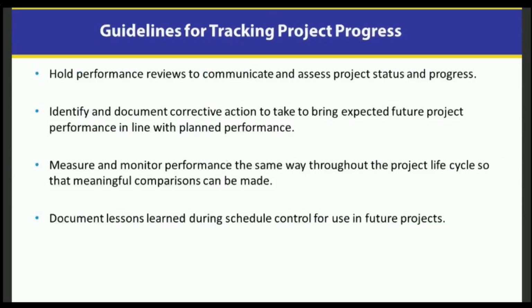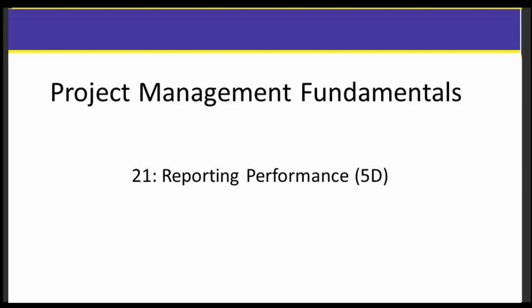Maybe hold performance reviews and communicate and assess the project status and the progress. Sometimes you can do this electronically by setting a process where people will go and enter this information themselves. Identify and document corrective action. What are some things that we can say we will do ahead of time if certain things happen? And then we just go ahead and put those into place when and if they actually happen. Measure and monitor performance the same way throughout the project life cycle so that we can make comparisons and those can be meaningful and we're not doing different things at different times.